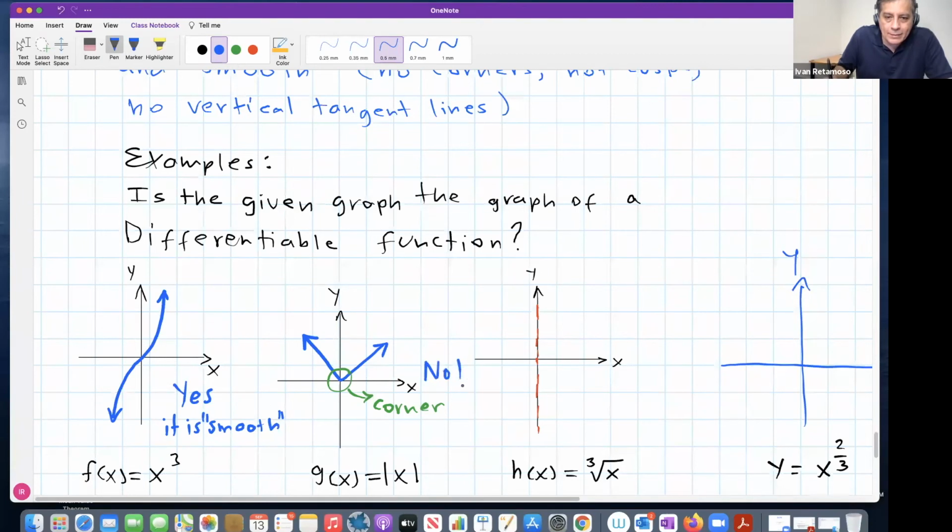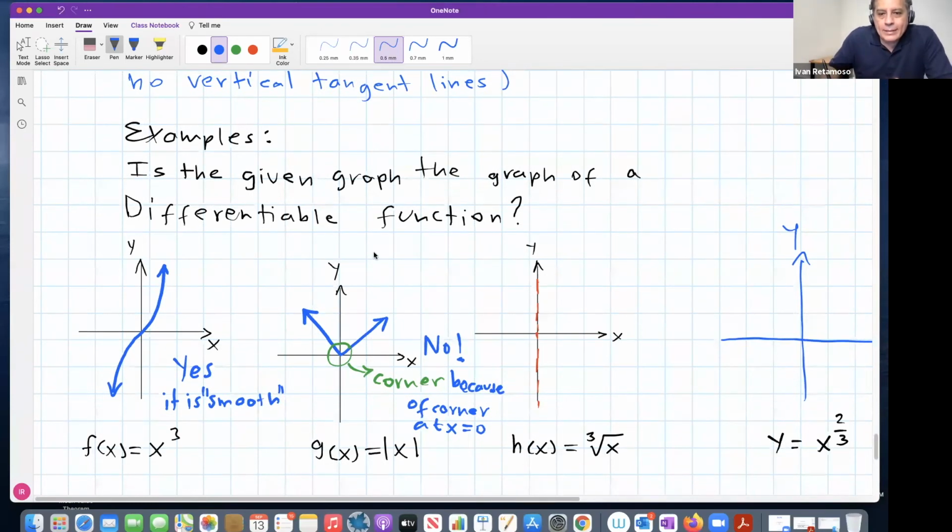The derivative is not going to exist here, because for a derivative we need smoothness. We need the graph to be smooth. No, because of this corner. Because of the corner at x equals 0, right there. Because of that corner, not differentiable.